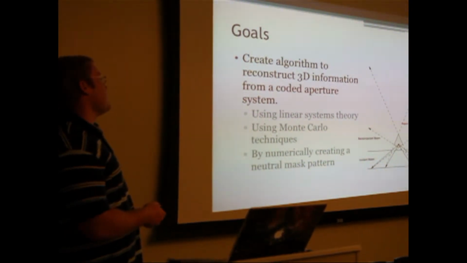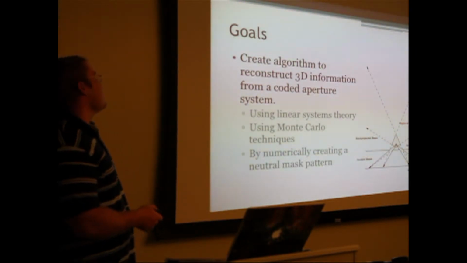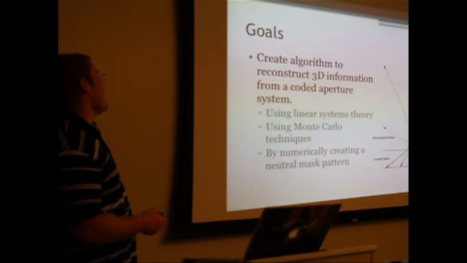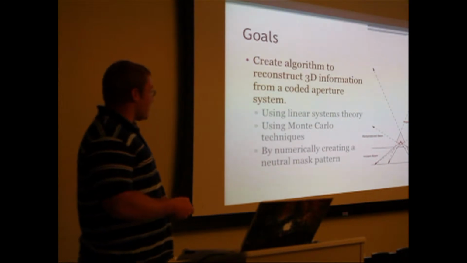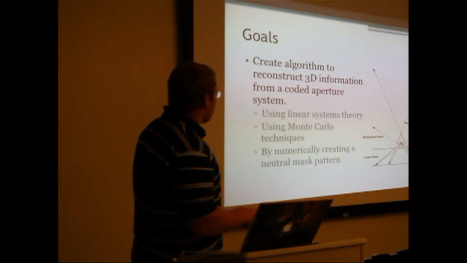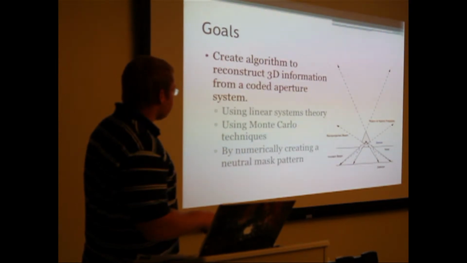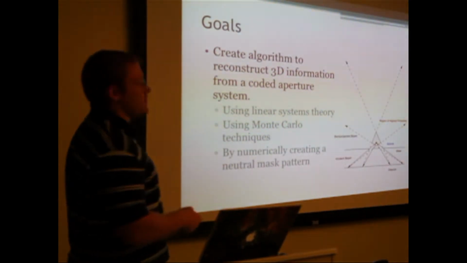So the goal of this project is that I wanted to use a coded aperture to reconstruct three-dimensional information. This was going to be done using linear systems theory, Monte Carlo techniques, and by numerically creating a neutral mask pattern. So essentially, if you have a source, photons will pass through the mask to the detector, and then I want to back project everything to figure out where it is in X, Y, and Z.